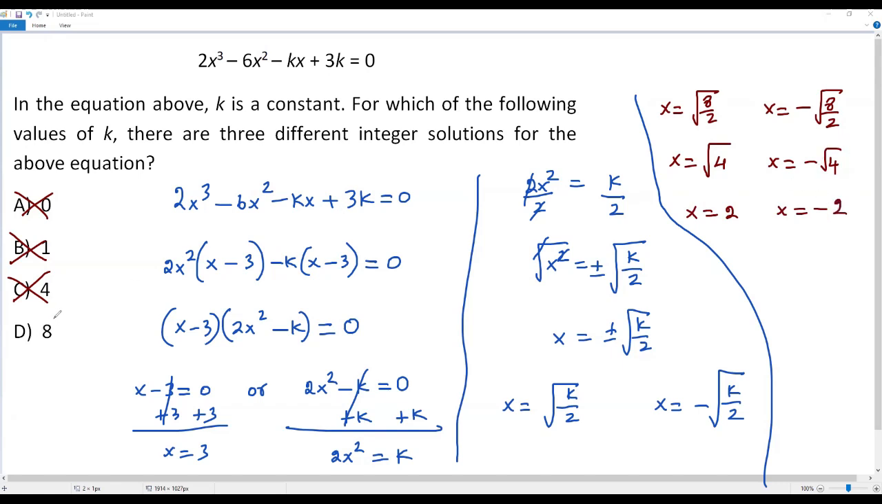When I take the value 8 for k in answer choice D, I am getting three integer solutions for the given equation. The first solution is 3, this 2 is the second solution, and this negative 2 is the third solution. All these three values, 3, 2, and negative 2, are integers. So when k equals 8, I am getting three integer solutions for the above equation. So the value of k is 8. We get that 8 in answer choice D. The correct answer choice for this question is D.